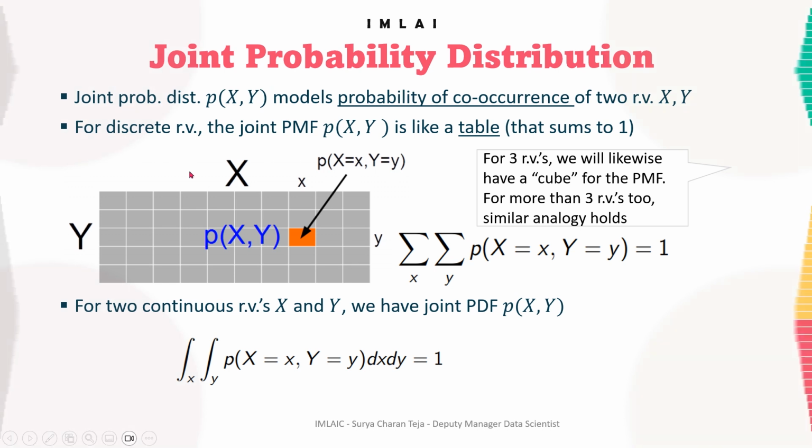Here we have 2 dimensions, so I have to go for the double integration. The integral over x and y of P of capital X equals x and capital Y equals y, dx dy, and the overall area of this integration is 1.